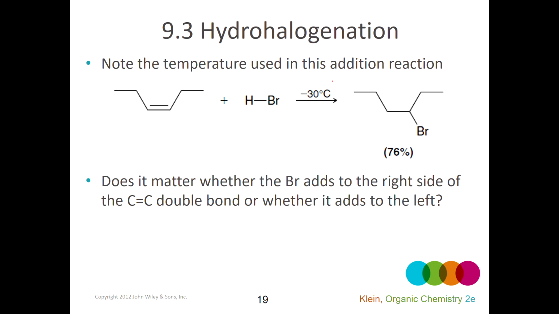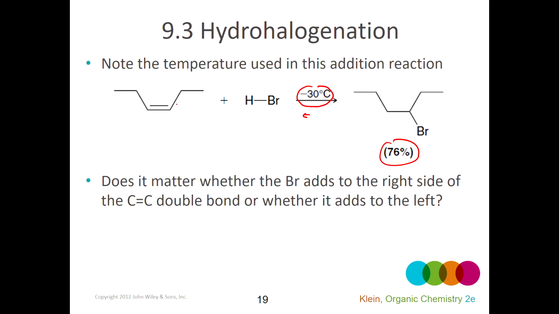So here's an example reaction, adding HBr across a double bond. I'm using a relatively low temperature. That helps shift the equilibrium mostly toward the product side. I get a decent yield. Looks pretty good. So if you have a reaction like this, you also want to be able to predict what the products are going to look like. So that will best be done if we look at the mechanism.